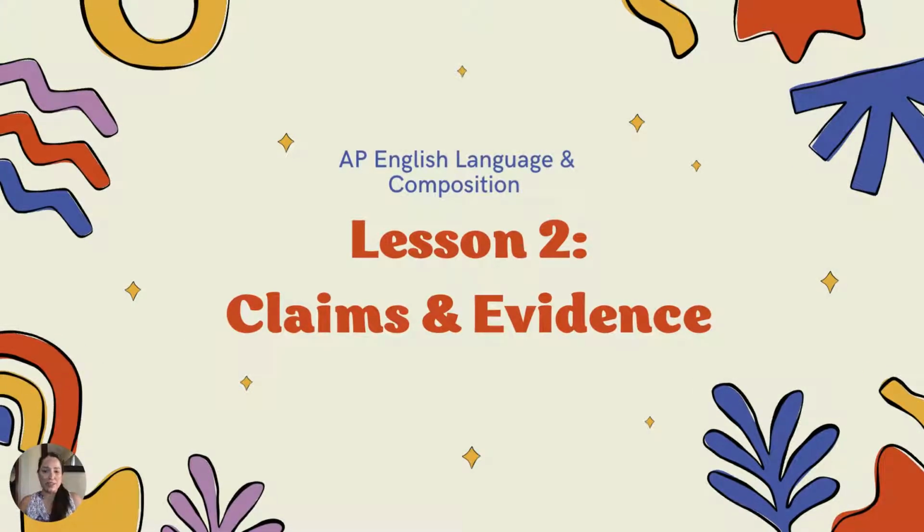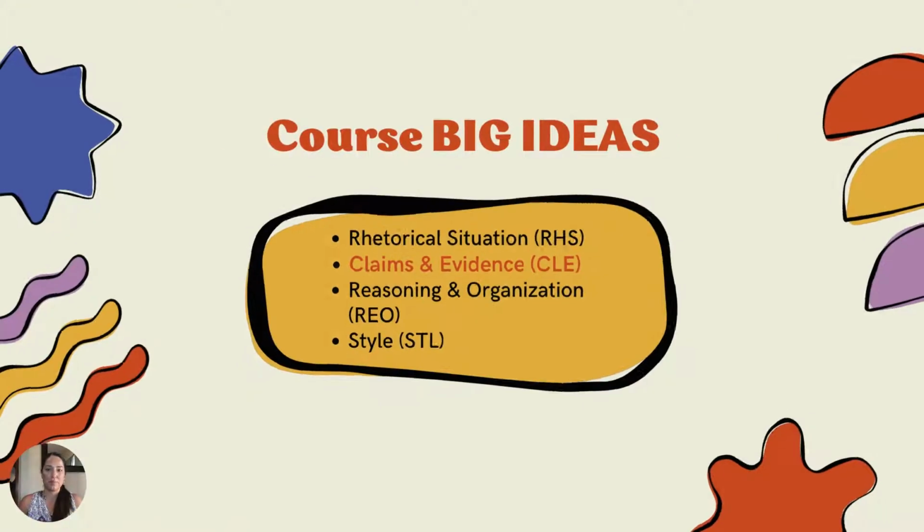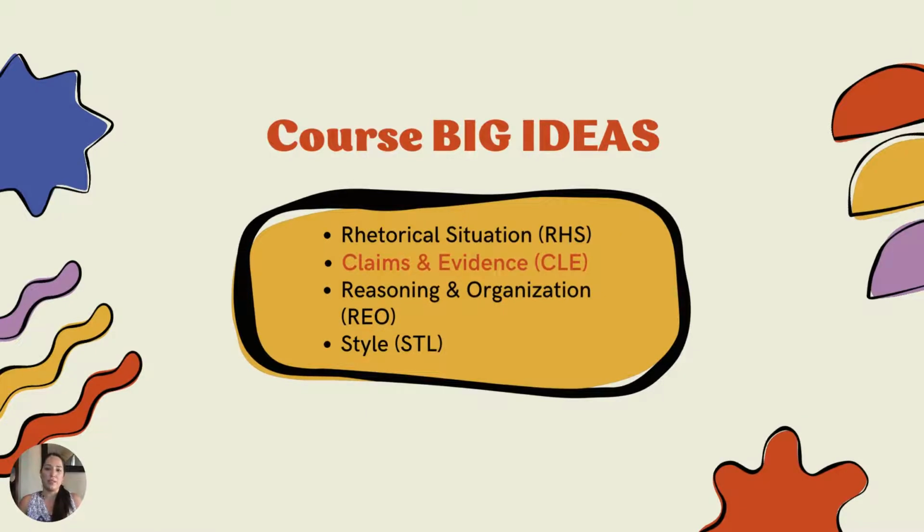Hello, this is Mrs. Ferguson again with Lesson 2 for Unit 1, which will focus on claims and evidence. As a reminder from Lesson 1, the College Board has organized all the skill objectives and essential knowledge into 4 major categories. Since Unit 1 is designed to build foundational skills for the course, our focus this unit is on rhetorical situation and claims and evidence.